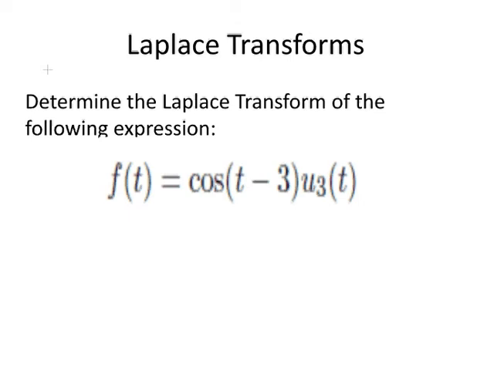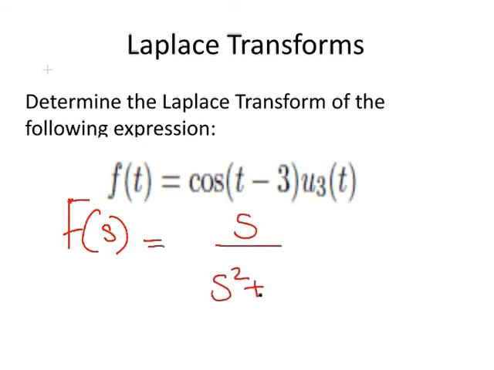So let's put it all together now. F of s equals s over s squared plus 1 times e to the minus 3s. And that is the answer. We can't simplify it any more than that. So that's the answer we're going to go with.